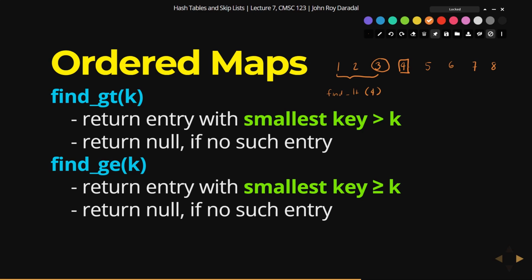So going back to this example here, if it's find greater than 4, all of these values here, 5, 6, 7, 8, are greater than 4. But what we will return is the smallest key that is greater than 4, so that would be 5 in this case, because that's the smallest out of those that are greater than 4.